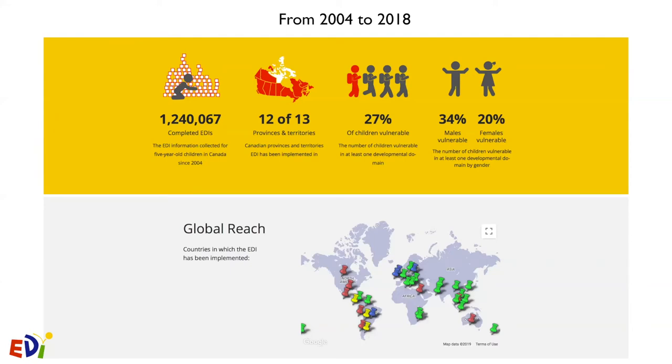So in Canada, from 2004 to 2018, we have collected the EDI data for over a million children in 12 out of the 13 Canadian provinces and territories. The overall level of vulnerability is 27%. And we see a very strong difference between boys and girls, and association of vulnerability levels with the expected demographic characteristics.